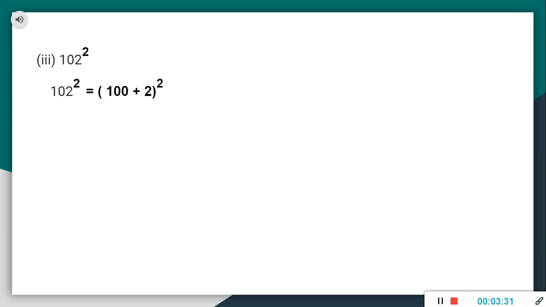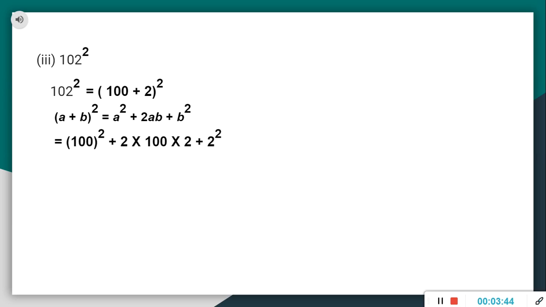So A plus B whole square is equal to A square plus 2AB plus B square. So here what is A? A is 100 and what is B? B is 2. So 100 square plus 2 into 100 into 2, that is 2AB, plus 2 square, that is B square. So 100 square means in 100 two zeros are there, so in the square 4 zeros will come. So 10,000 plus 2 into 100, 200, into 2, 400.